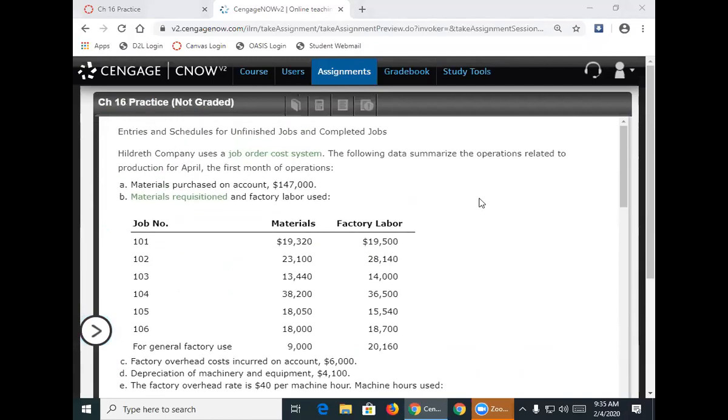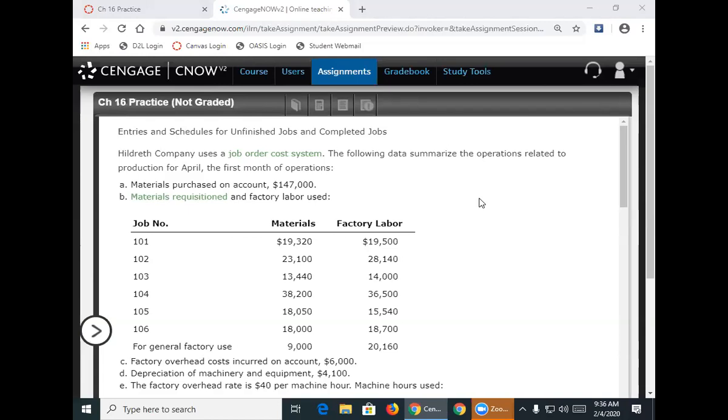And again, we're going to basically do journal entries and look at schedules for unfinished jobs and completed jobs. So Hildreth Company uses a job order cost system. The following data summarizes the operations related to production for April, the first month of operations. It tells us materials were purchased on account, and then they show us we have 6 jobs that we're working on in the month of April. And it tells us materials and labor for all 6 of those jobs. And then also it has amounts for general factory use.